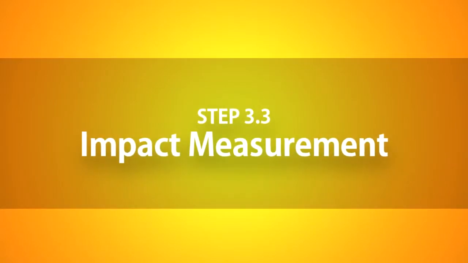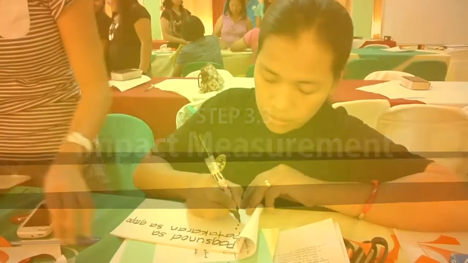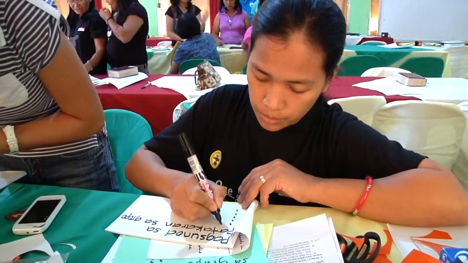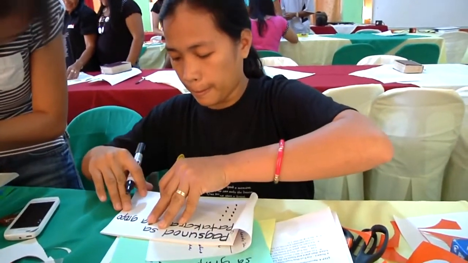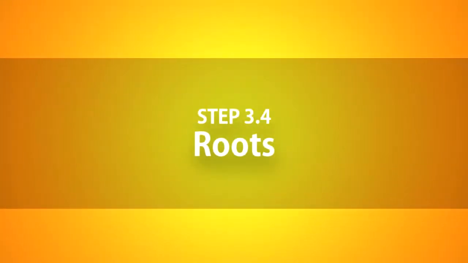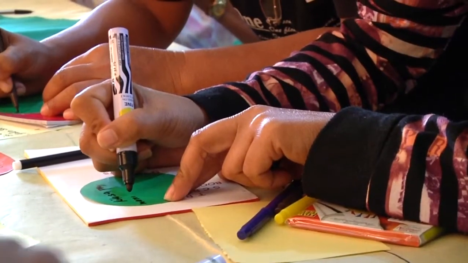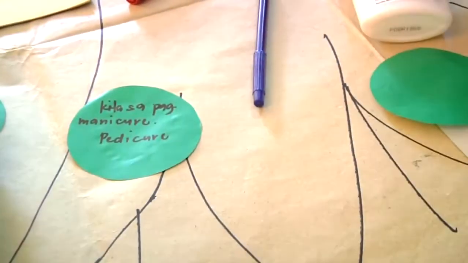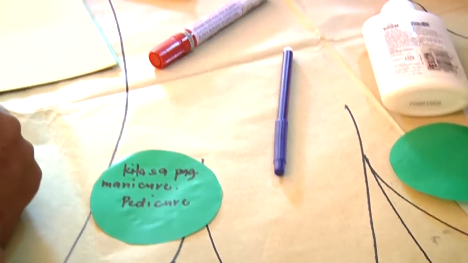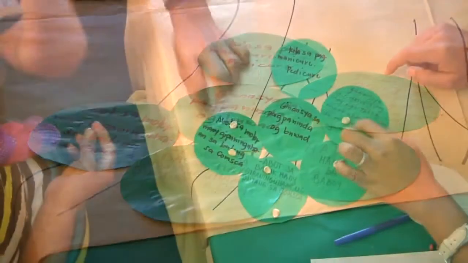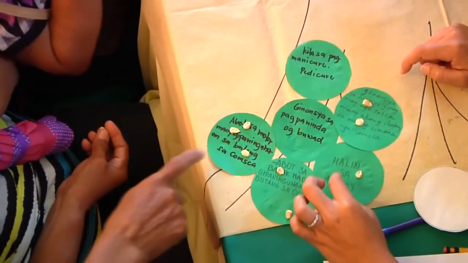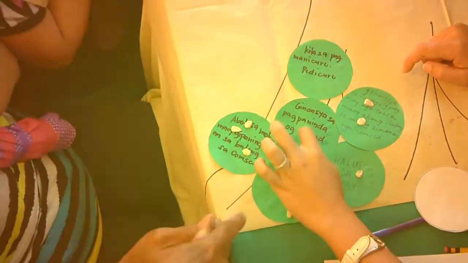Step 3.3. Impact measurement. Use 10 seed tool as in step 2.3 to find out how many households have benefited from each of the 3 fruit. Step 3.4. Roots. Contributing actors. Ask participants to identify relevant actors and write them between the roots. Participants should also list key activities, contributions of each actor and write them below the actor. Rank the actors to identify the most important ones.